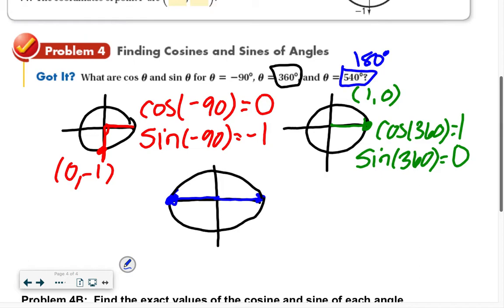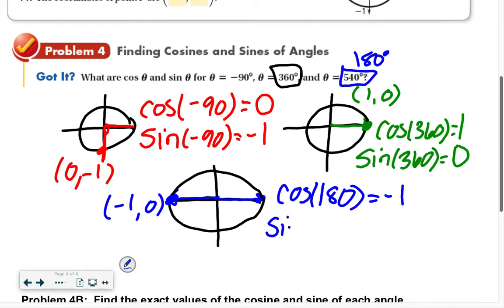Where does it intersect my unit circle? What point? -1, 0. Are we catching on? Kind of. Do we have to find the cosine and put that in our calculator? No, this is the no calculator stuff. Cosine of 180 is my x coordinate, which is -1. Sine of 180 is my y coordinate, which is 0.